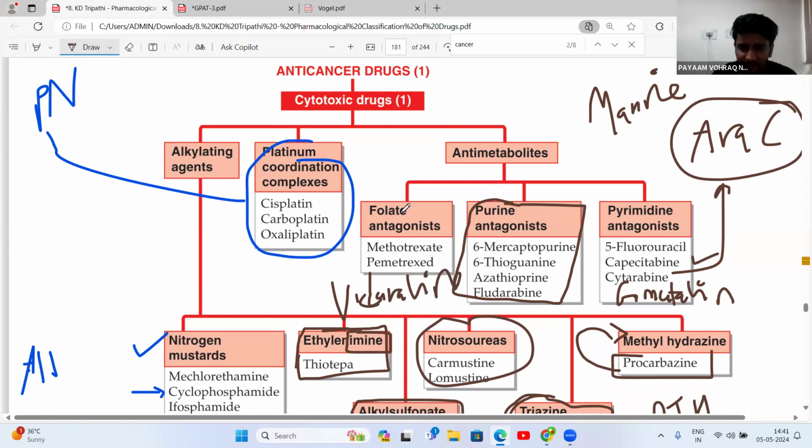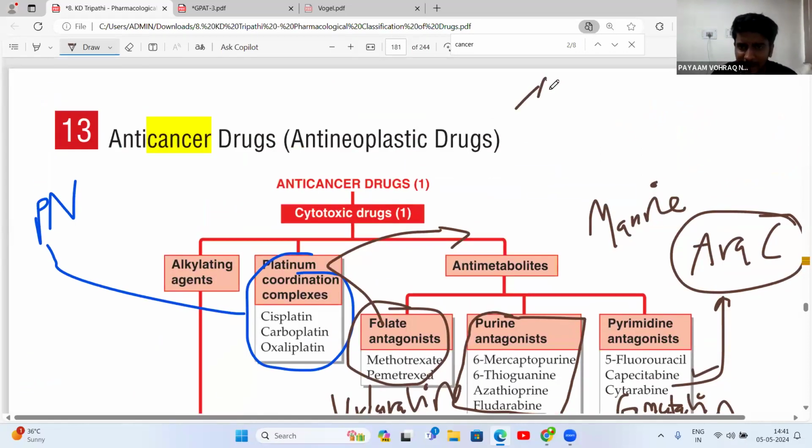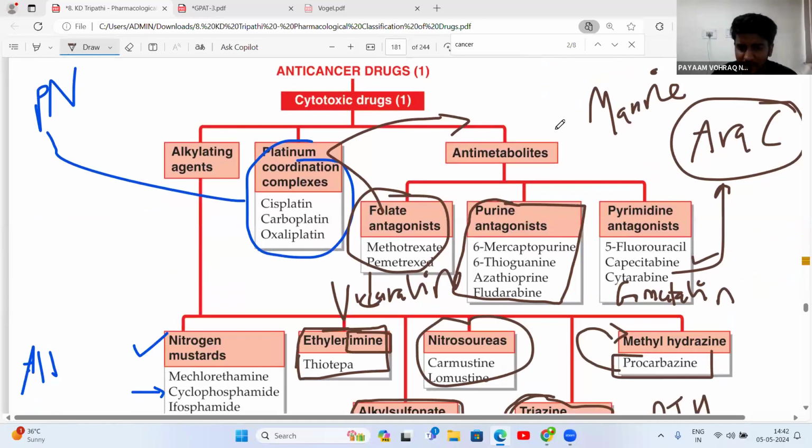Azathioprine. Let's say we have methotrexate, pemetrexed. Methotrexate has which ring? Pteridine, which is a fusion of pyrimidine and pyrazine. Am I right? Pyrimidine plus pyrazine gives you pteridine. Correct? Folic acid has the same ring. Very good. Folic acid antagonist.